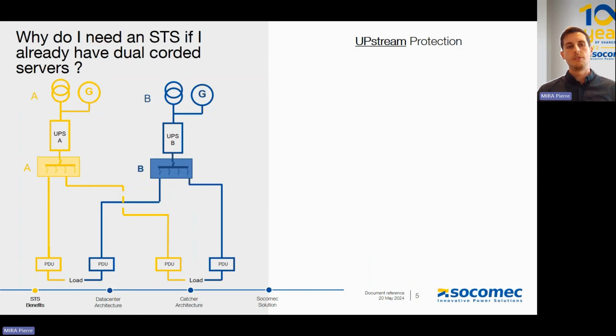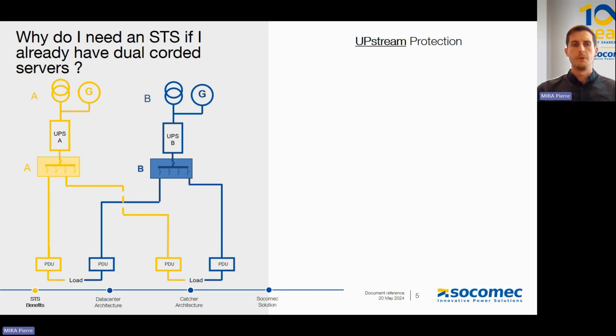So let's continue about why a STS in the architecture. So now in 2024, most of the data centers are using dual corded servers. And so a lot of the time we have the question of why still use a static transfer switch when we already have dual corded servers. To answer this question, the first point is related to the upstream protection.